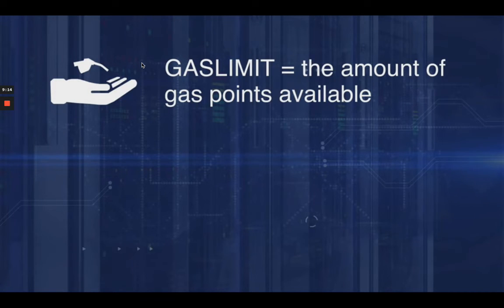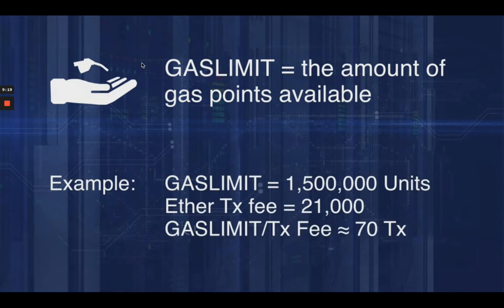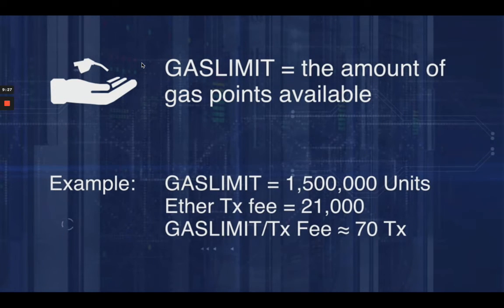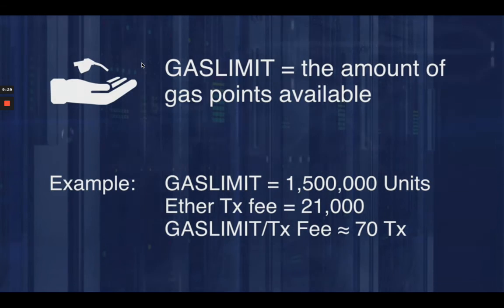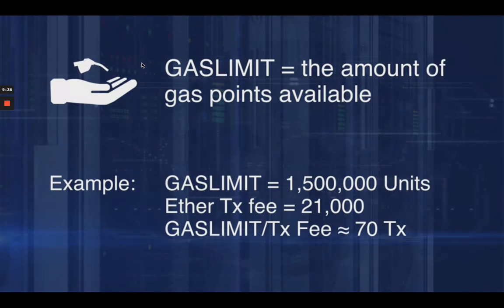So far, we looked at the gas-related items in a transaction. Now let's look at the gas-related items in a block: gas limit and gas spent. Gas limit is the amount of gas points available for a block to spend. For example, if a block specifies a limit of 1,500,000 units of gas and a basic Ether transaction fee is 21,000, this particular Ethereum block can fit about 70 plain Ether transactions.